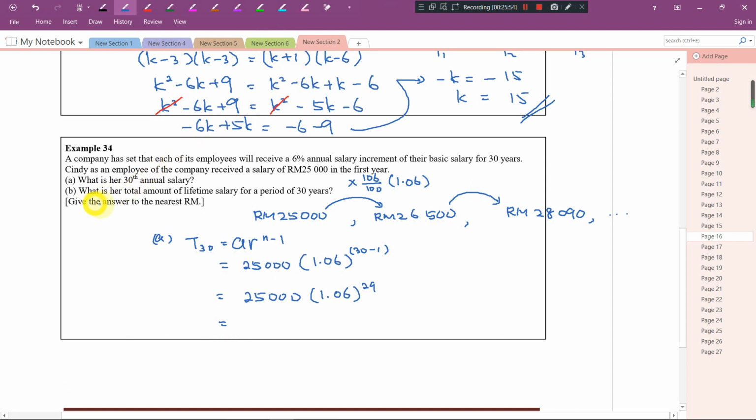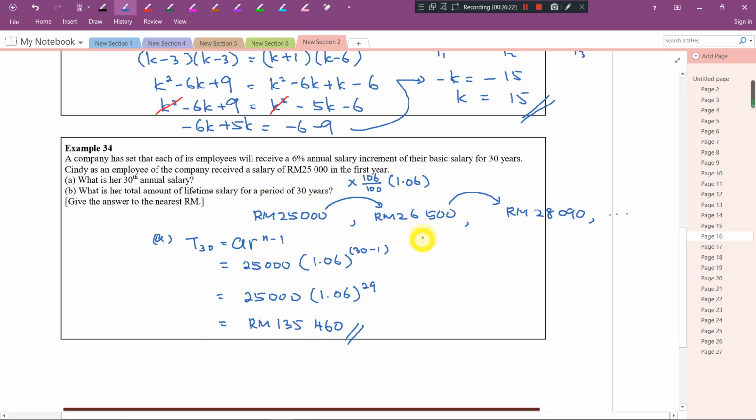Okay, and the question asks to give the answer to the nearest RM. Then it will be RM135460. So this salary is only the annual salary for that particular year. Okay, for part B, what is the total amount of a lifetime salary for the period of 30 years?